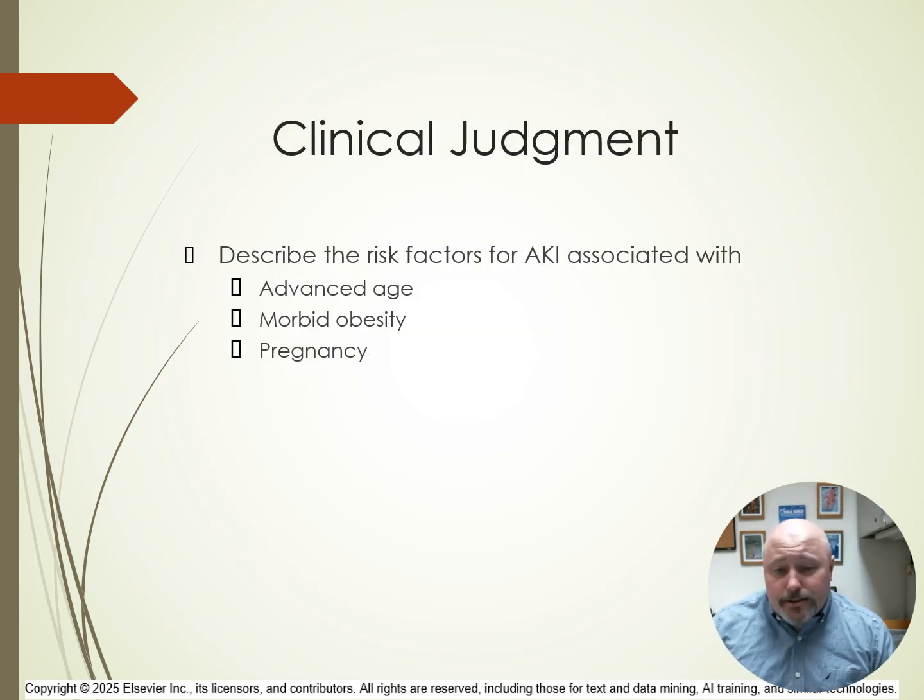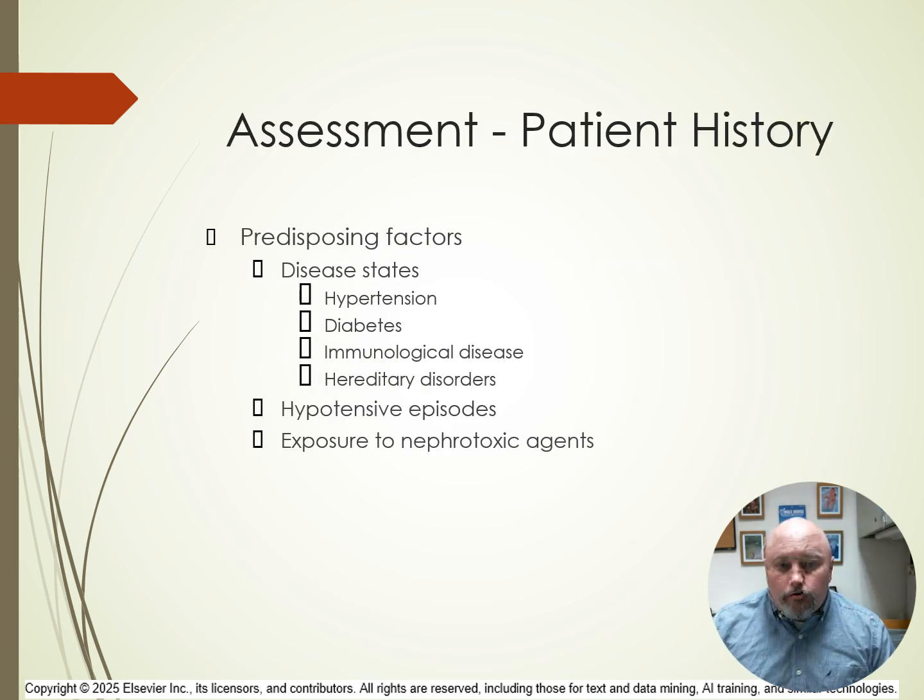Other risk factors associated with an AKI would be things like an advanced age, morbid obesity, or pregnancy. Renal-related symptoms provide valuable clues to assist in focusing the assessment. For example, things like dysuria, frequency, incontinence, nocturia, or hematuria could be indicative of a urinary tract infection. The history also provides clues about medical conditions that predispose the patient to an AKI. Things like diabetes, hypertension, immunological diseases, or any hereditary disorders such as polycystic disease.